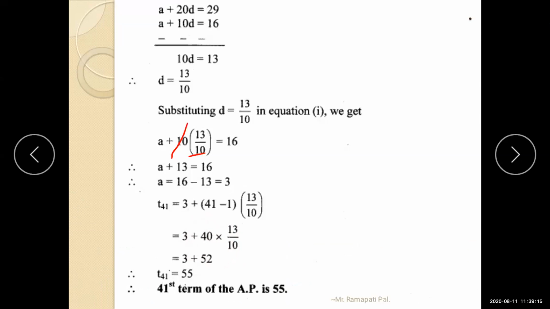So we will divide it. 40 divided by 10 is 4. 4 into 13 is 52. So T41 is 3 plus 52, which is equal to 55. Correct? So we have to write that the 41st term of the AP is 55. Is it clear to everyone? If anyone has confusion, they can ask.